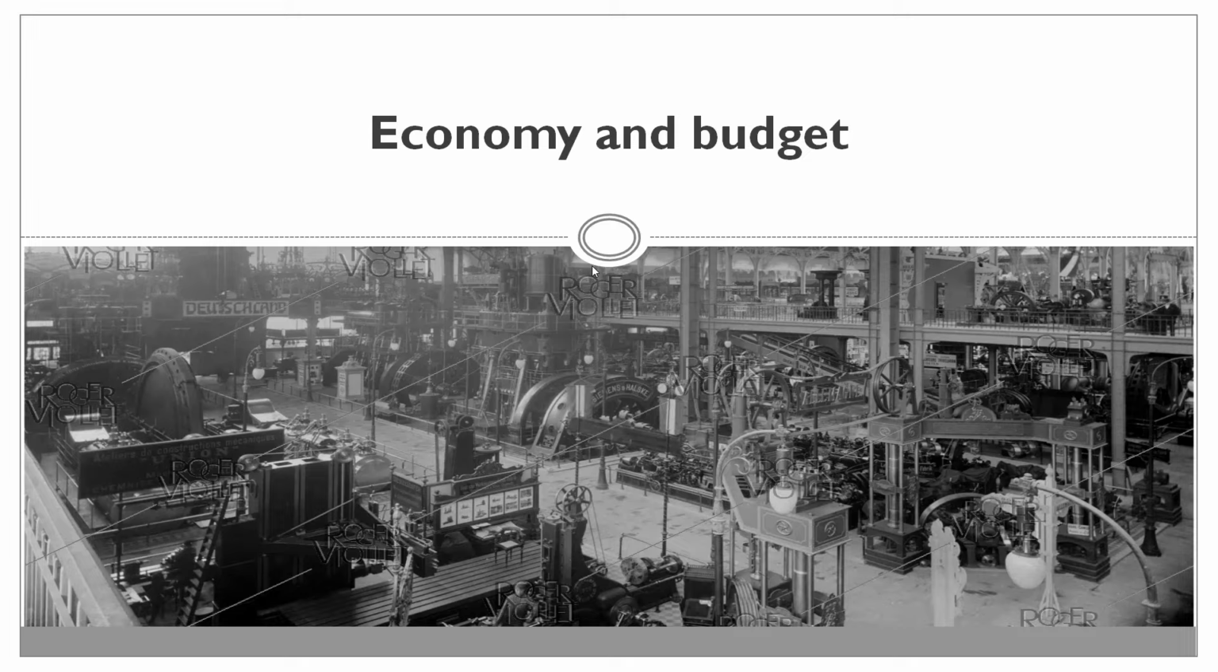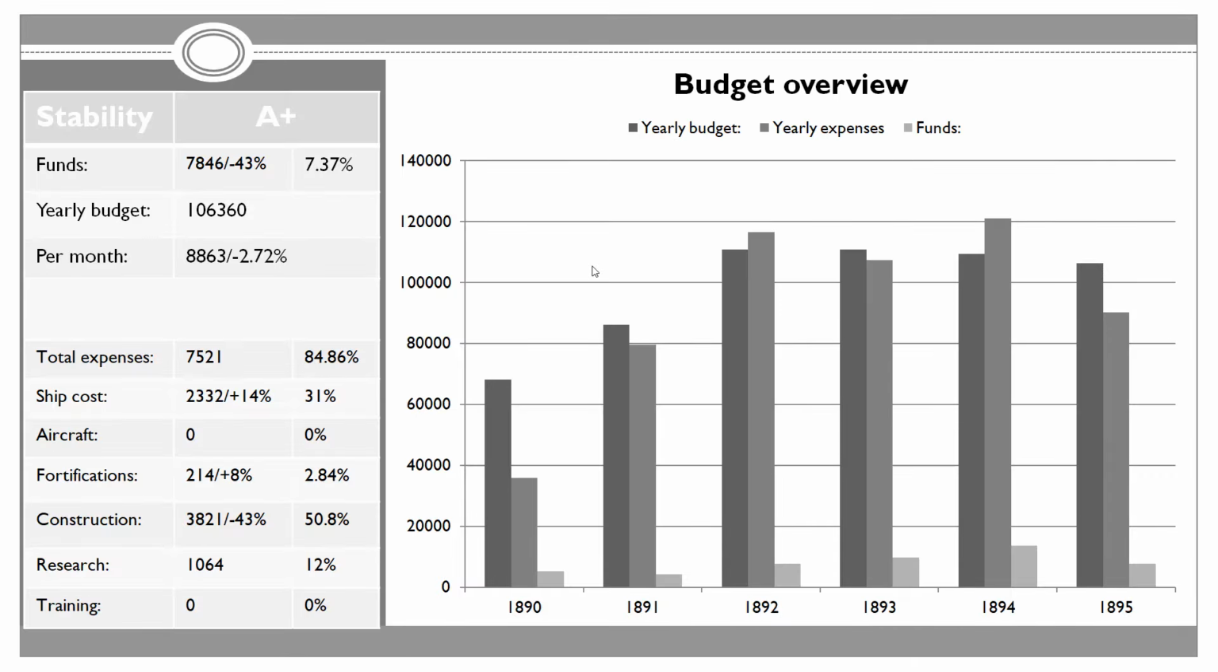Okay, now economy and budget. This has unfortunately been yet another year where we have lost a little bit of budget. We dropped 206,360 Reichsmark per year, which translates into a per month budget of 8,863 Reichsmark.